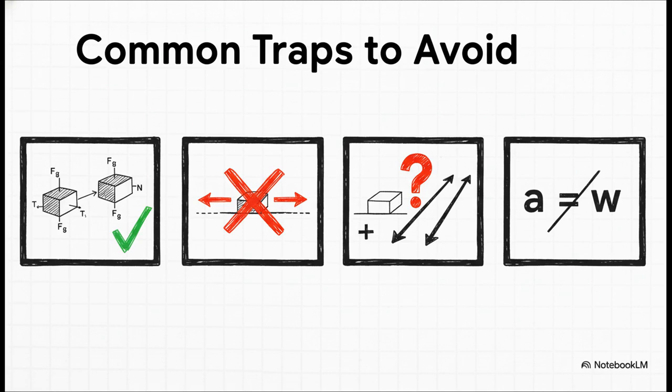Number 2, getting tension wrong. Just remember, a rope can only pull. Number 3, forgetting that friction acts on both bodies, and as we saw, using the relative motion trick saves a ton of work. Finally, the big one, assuming the motor's acceleration was the same as the bar's. We had to calculate it, and that was the key.